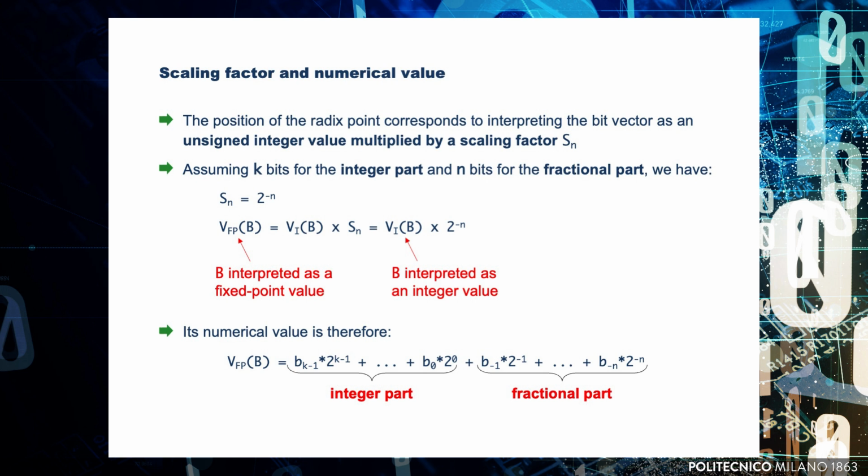The k bits that represent the integer part are weighted with increasing non-negative powers of 2, from 2 raised to the power of 0 up to 2 raised to the power of k minus 1 as we move away from the radix point. Meanwhile, the n bits of the fractional part are weighted with decreasing negative powers of 2, from 2 raised to the power of minus 1 down to 2 raised to the power of minus n, again moving away from the radix point.